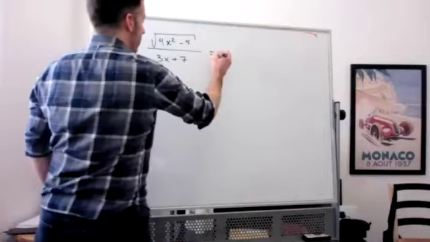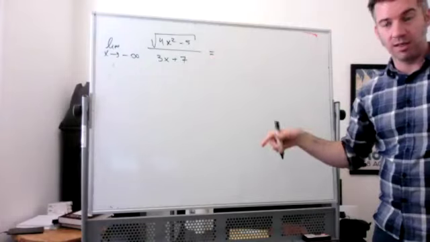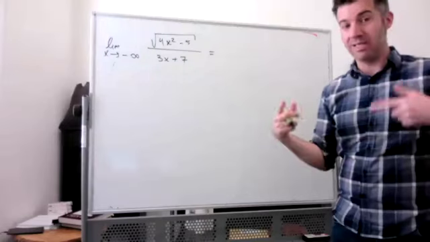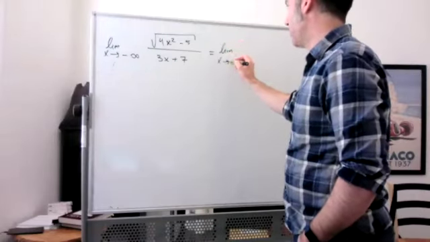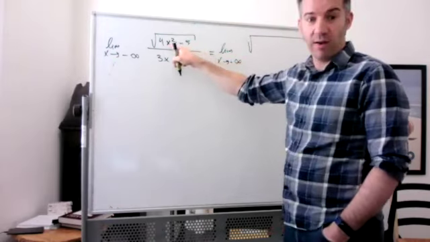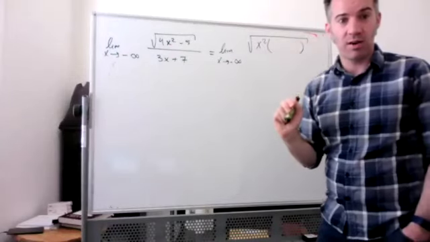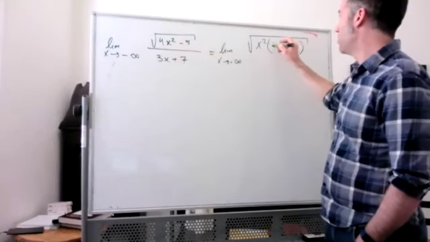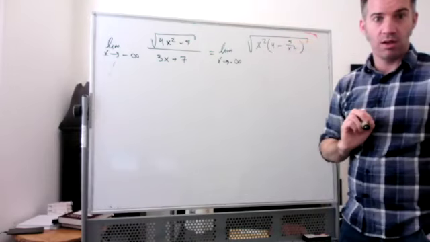So here's usually what people do. When you've got a square root of something with x squared in the numerator or denominator, we like to factor out an x squared from inside the square root. So I'm going to rewrite this as the limit as x goes to minus infinity of the square root of, I'm going to factor out an x squared. If I factor out an x squared, I'm left behind with 4 minus 5 over x squared. And hopefully everyone's okay with that.